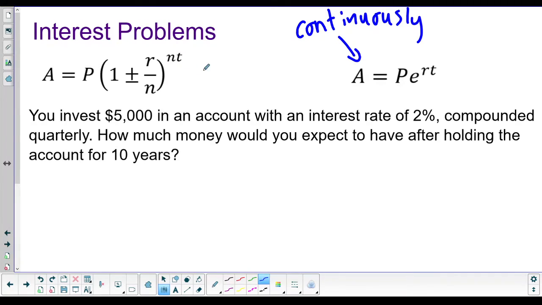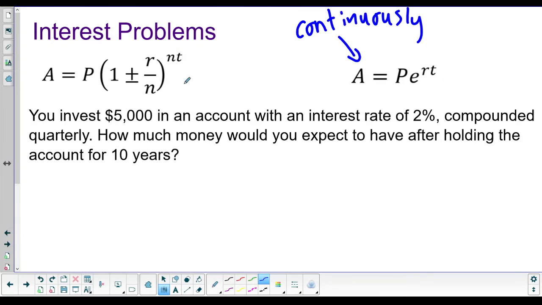The other version of interest or exponential growth that we could talk about is incrementally compounded interest. Let's see, is there another word we could use for incremental? Not that I can think of. I'm a math teacher, sorry. My thesaurus knowledge is a bit lacking.